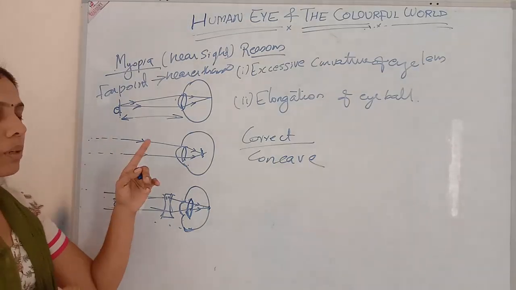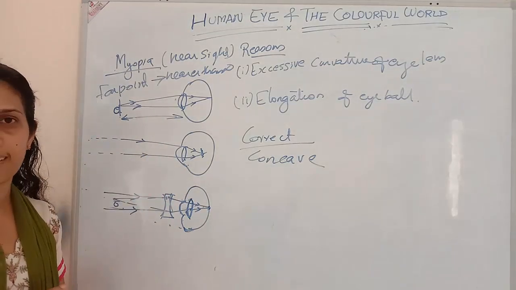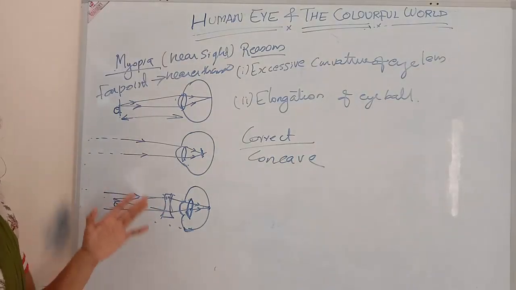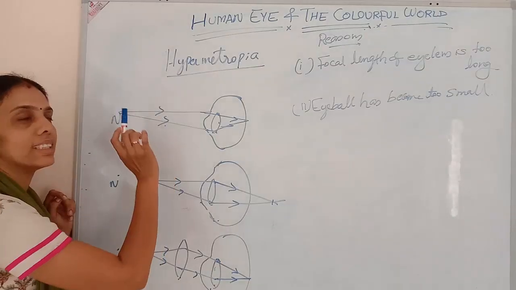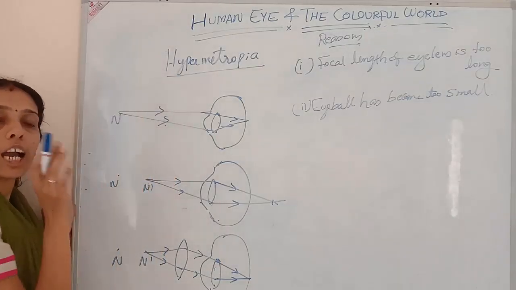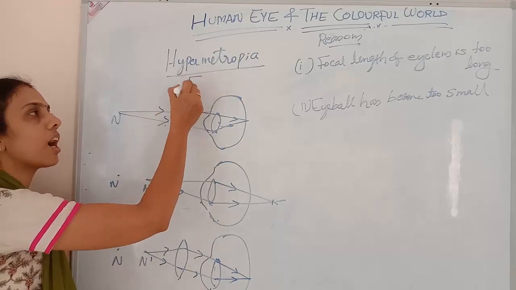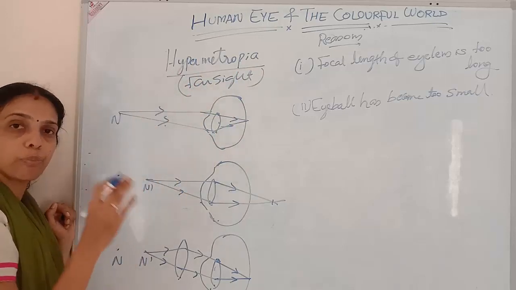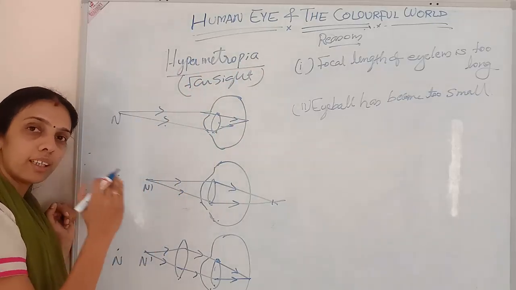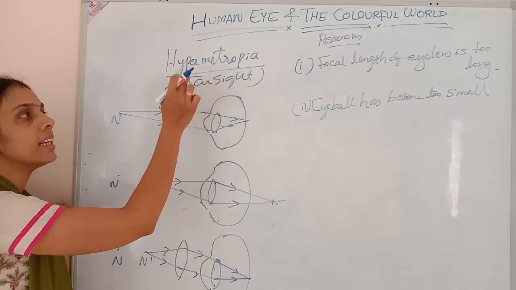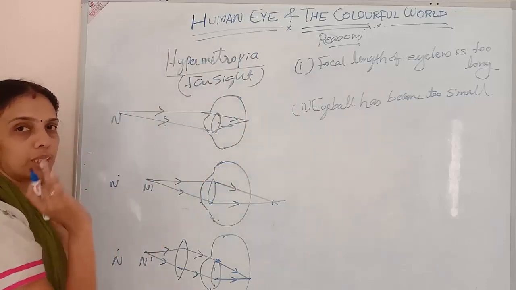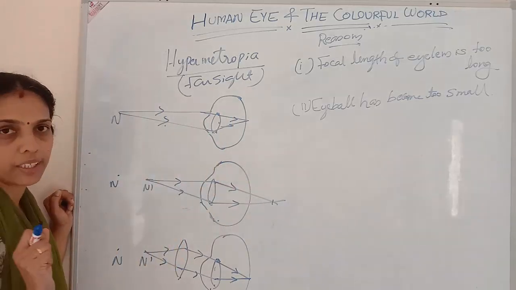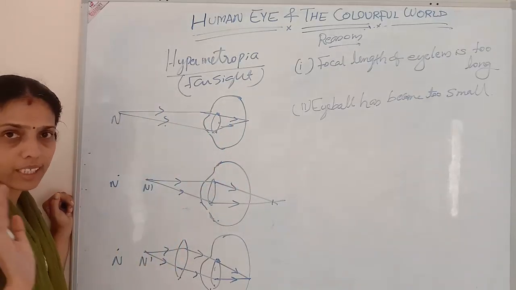Now we are going to study farsightedness. That is hypermetropia. Hypermetropia means far sight. Farsightedness is called hypermetropia. From the name itself we can understand that only long distance vision is there. Far distance we can observe the object very clearly. So near sight will be having an issue.